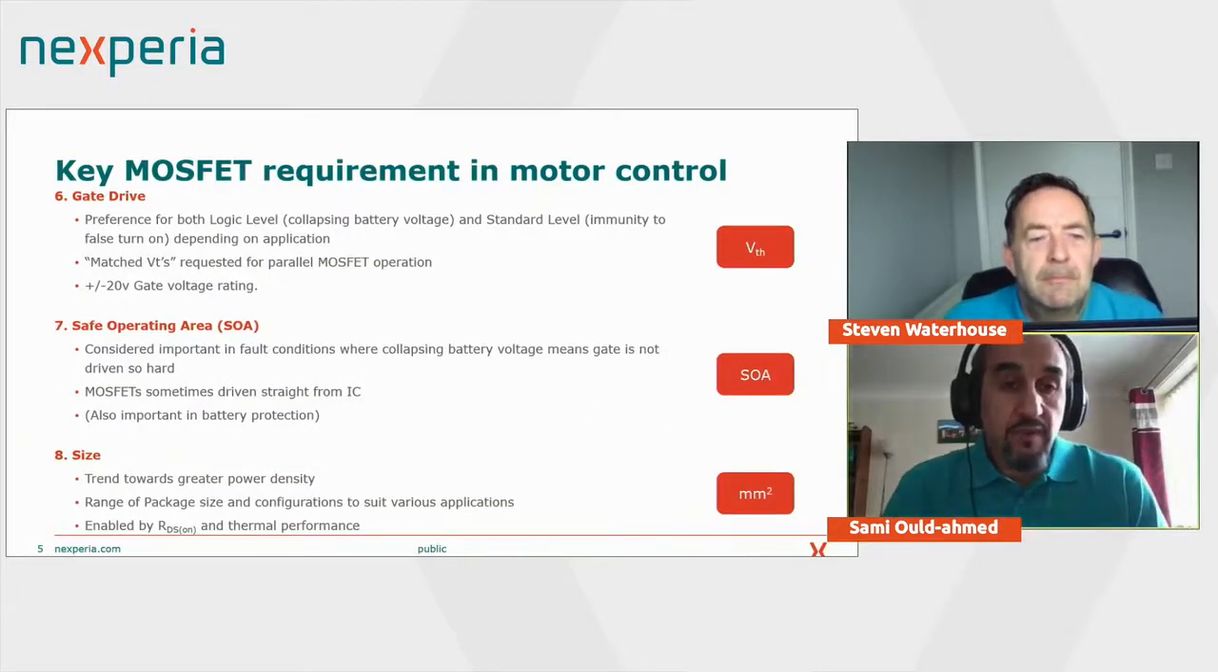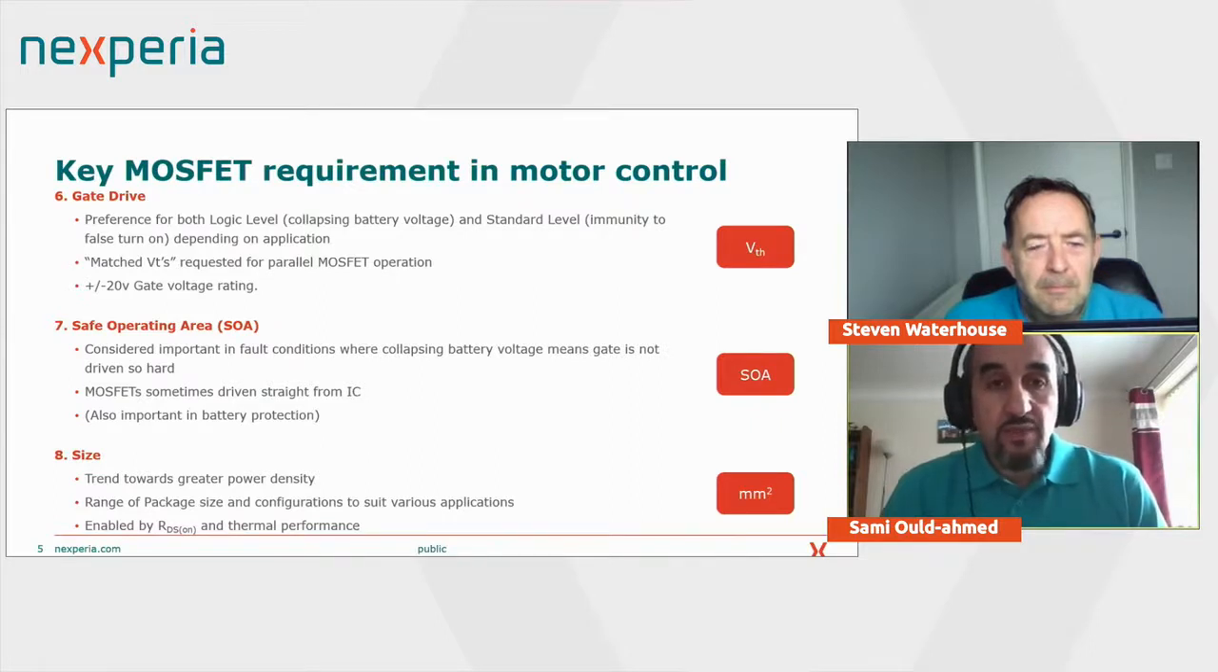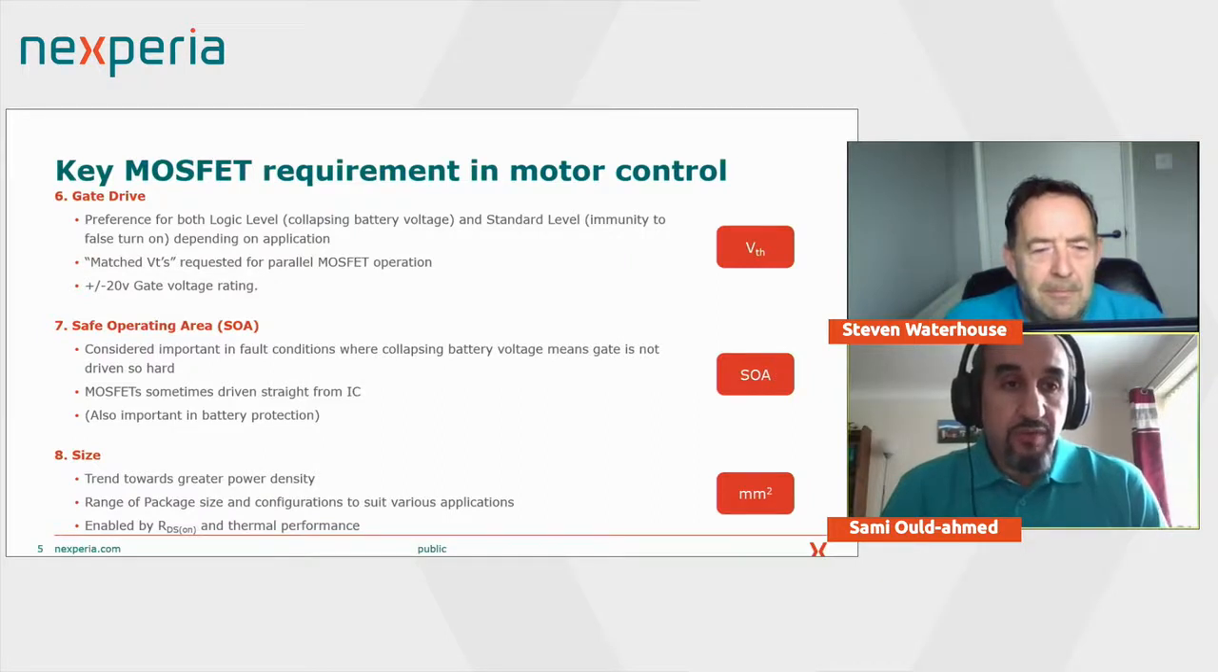The gate drive, we provide both the logic level and the standard level. Depending on the application, the preference is for logic level if it's driven by a 5-volt circuit, where it deals with collapsed batteries, where low levels of the supply are necessary. However, standard level can be preferred to avoid false triggering. We would like to reassure you that both of them come with a maximum rating of plus or minus 20 volt, because that's one of the concerns if logic level is chosen.